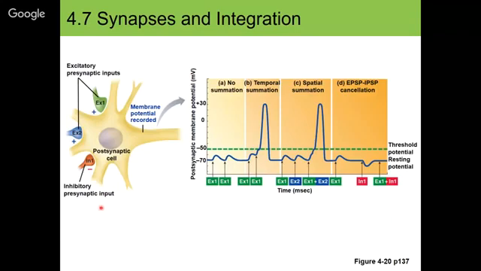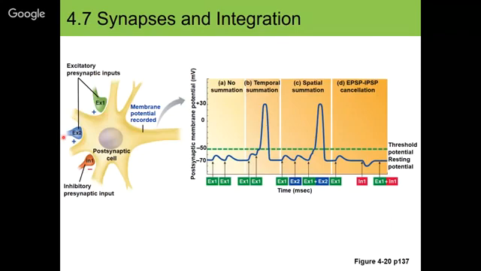So if we look here at an example, in this example we have two excitatory inputs, okay? So these are two excitatory presynaptic inputs and one inhibitory presynaptic input. So this is a hypothetical example, okay? Just to try to illustrate the process of summation.